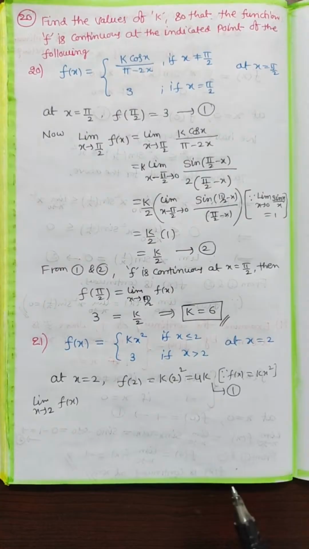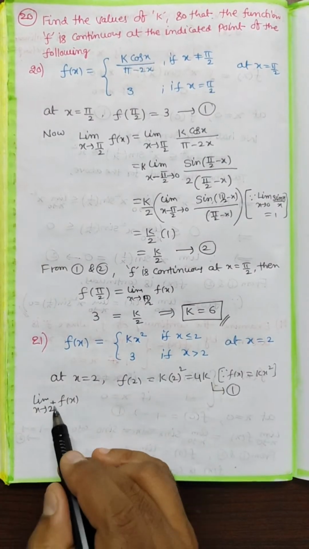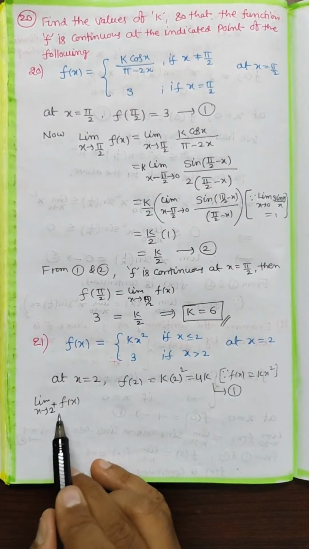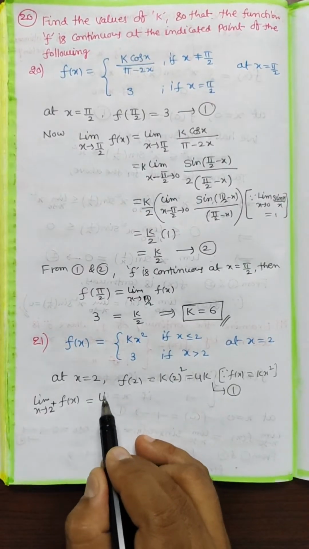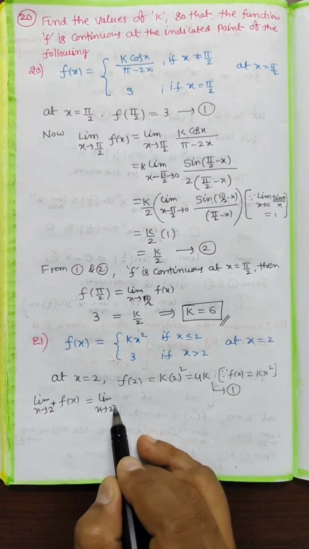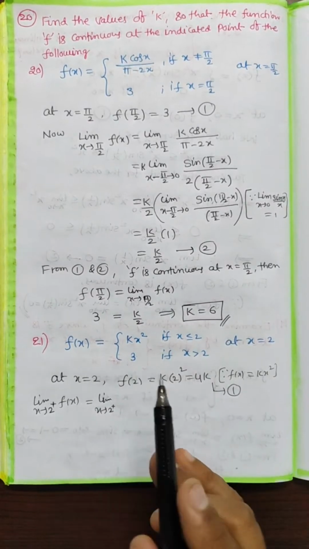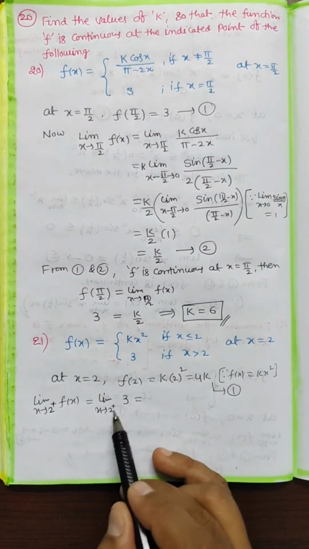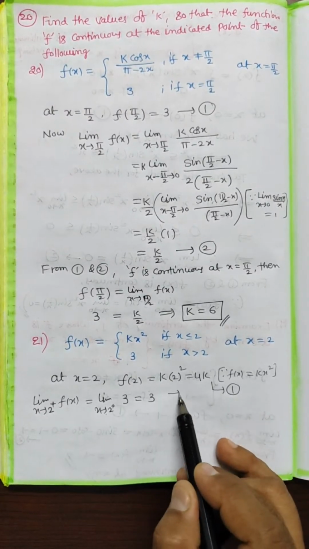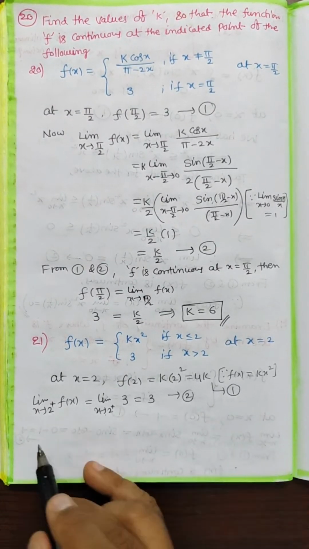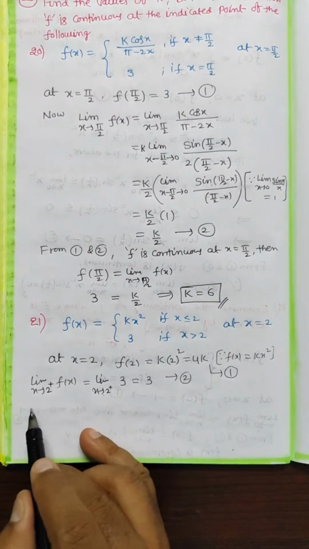Here the thing is, right and left hand limit we can calculate. Limit x tends to 2 plus f of x. Limit x tends to 2 plus means x is greater than 2, the function value is 3. So limit of any constant is constant. Equation number 2.